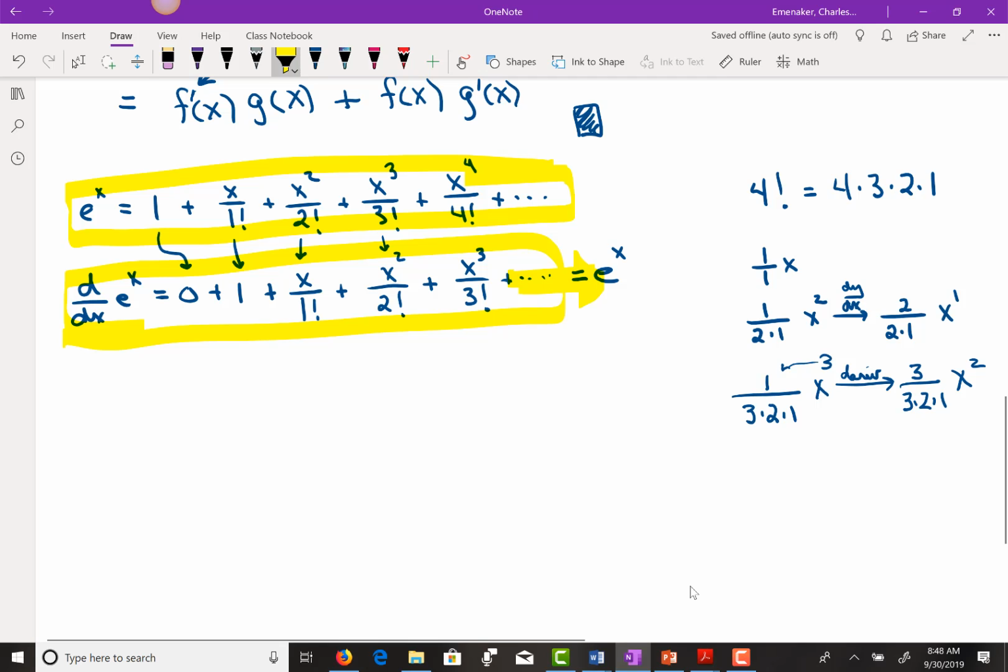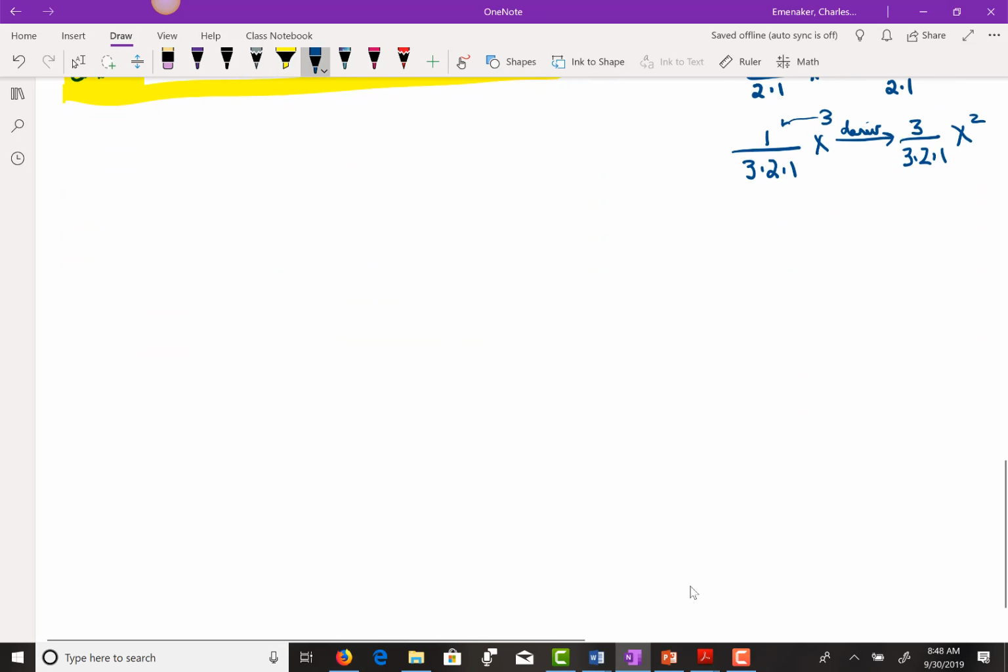Pretty nifty, huh? Two others I want to throw in at this point before we get into section 1.7. The derivative of sine of x is cosine of x.